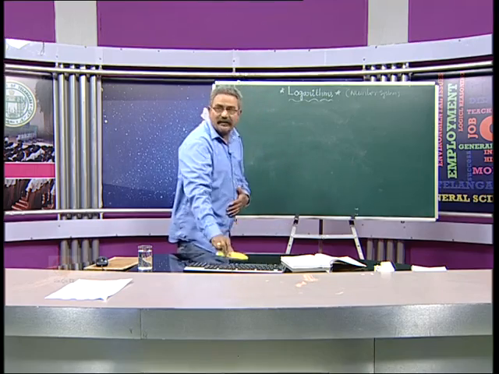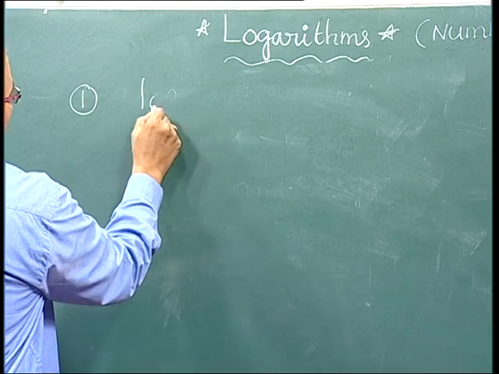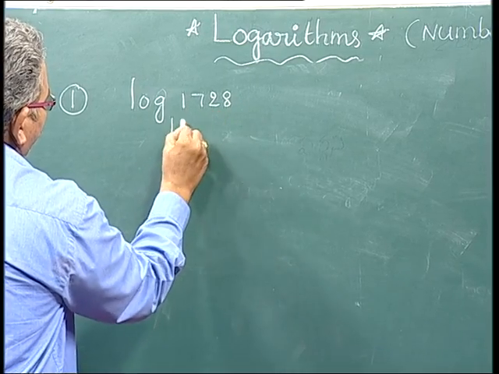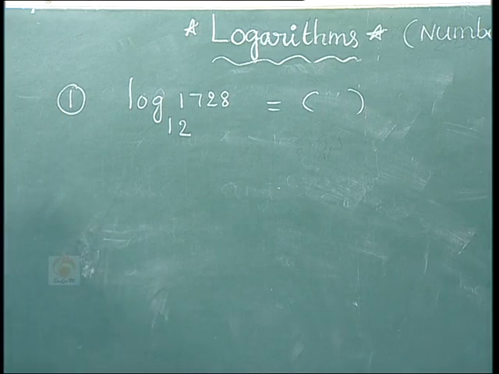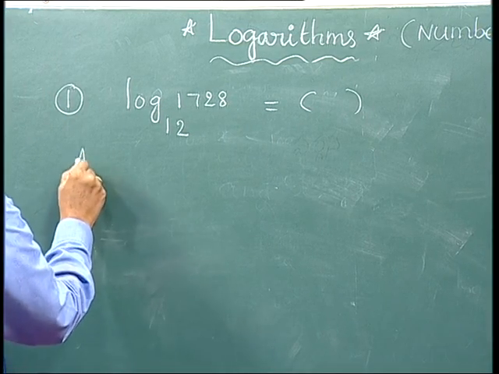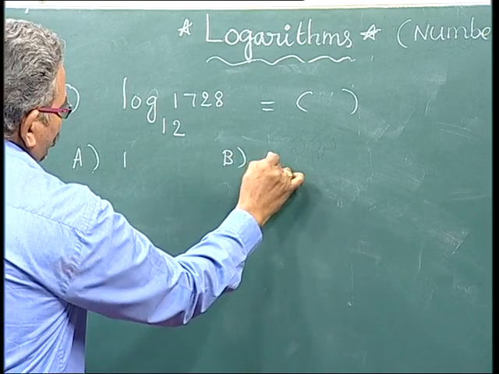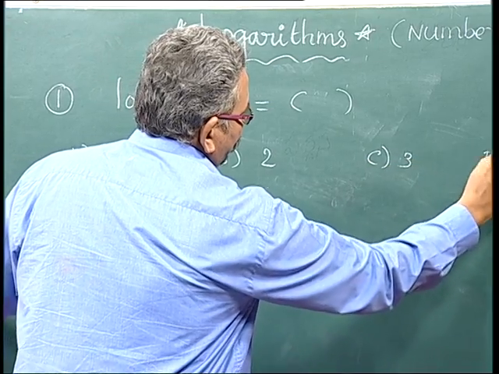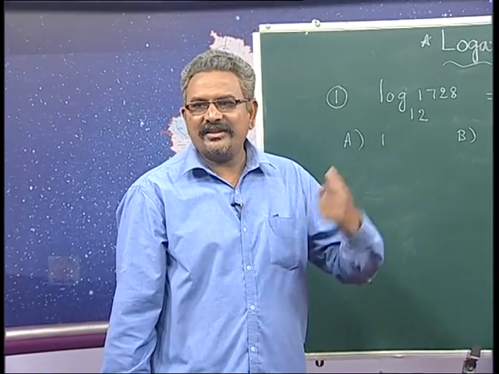So, let us note down the first problem. Log 1728 base 12 is equal to, first option 1, 2, 3, 4. So, do you expect the answer?